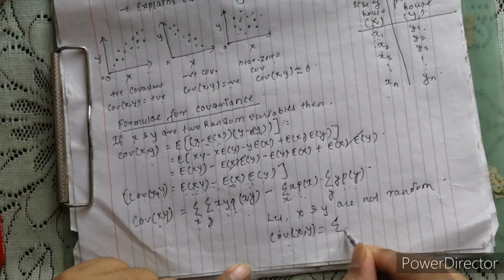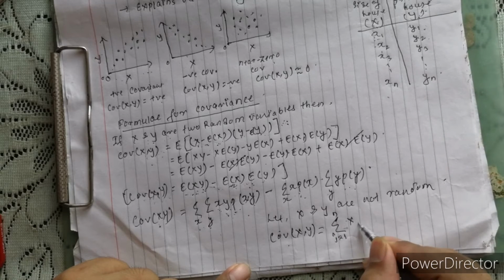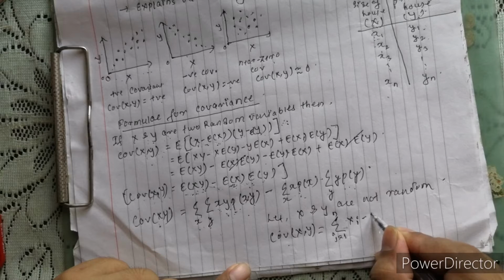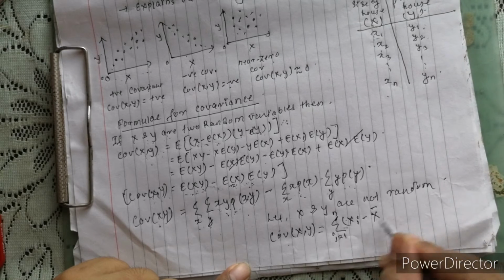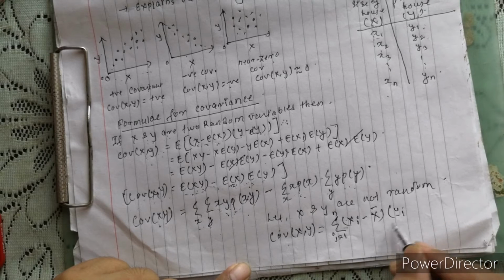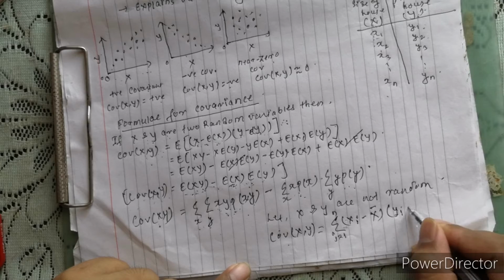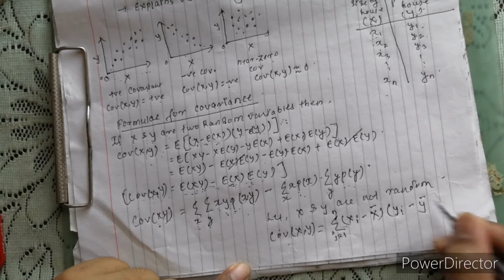Now we will study some important things that we need to know when calculating the covariance between two variables. The first thing we need to note is that if x and y are two independent variables, then the covariance between x and y will be equal to 0.